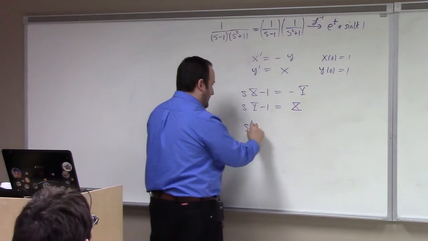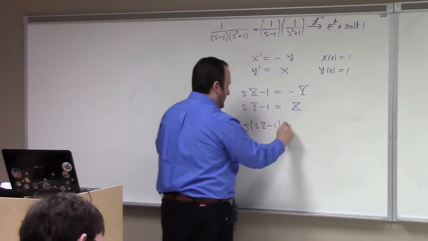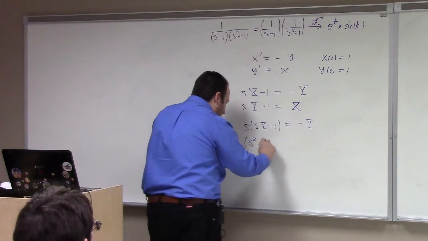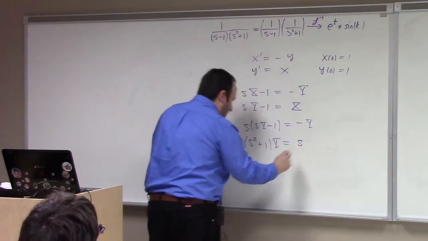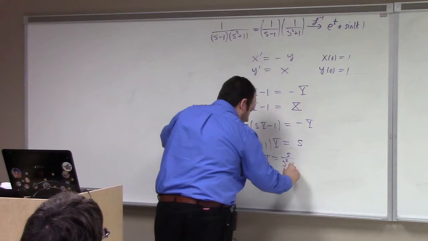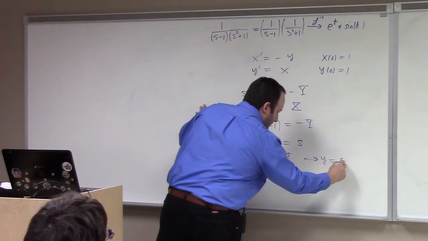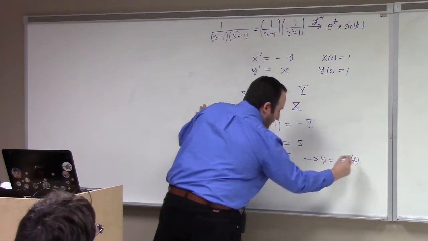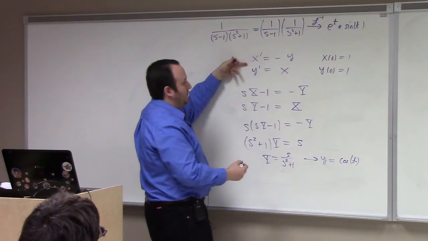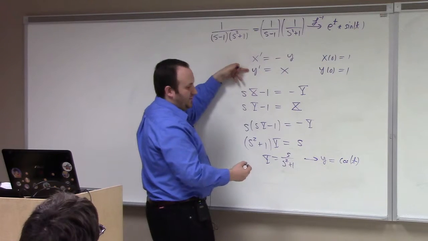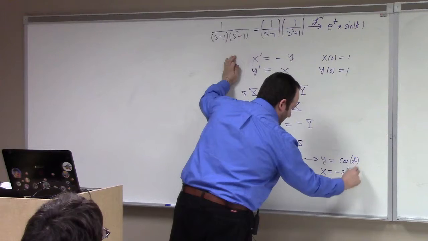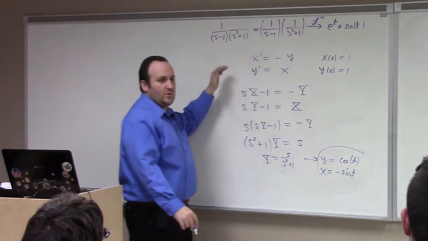So this is s times sy minus 1 equals to minus y, which gives us s squared plus 1 times big Y equals to s. And so y is equal to s over s squared plus 1. So that says y is equal to cosine of t. And then at this point, we can go back to the original equations to get x. To get to x, y prime, so x equals to minus sine t. And there you go.